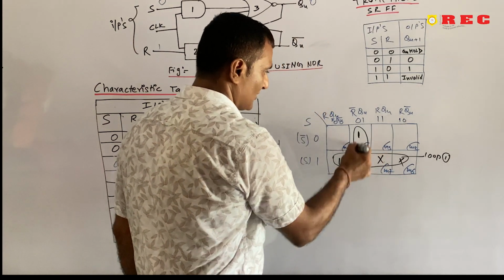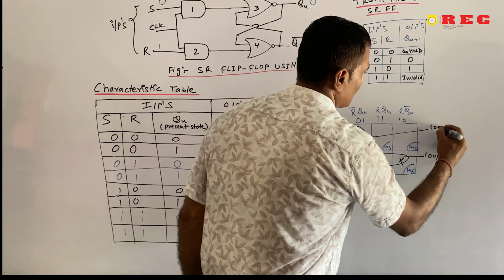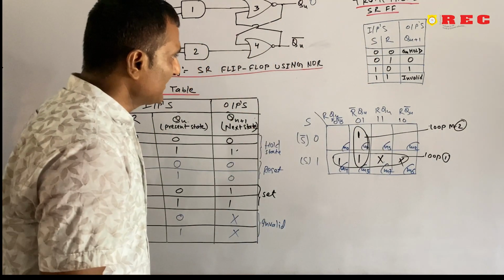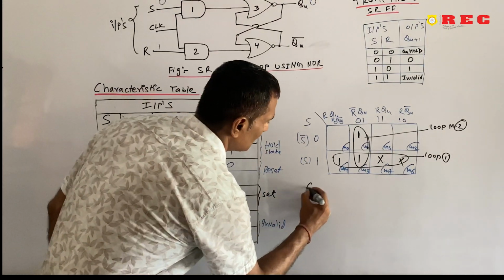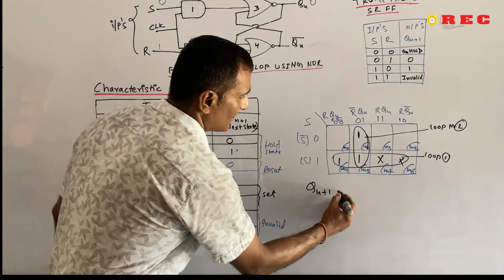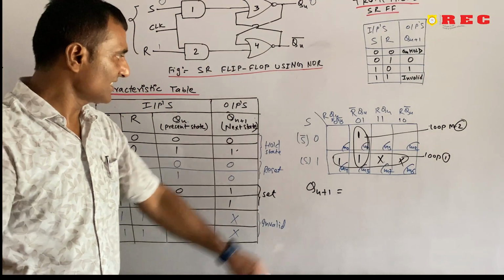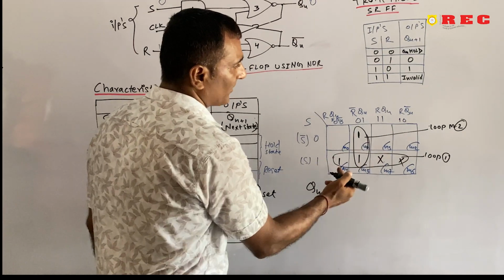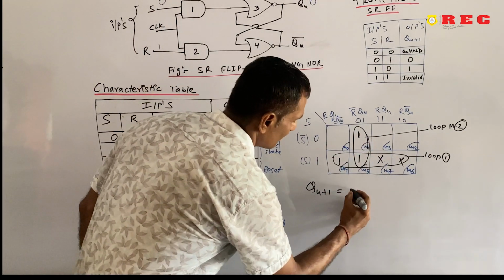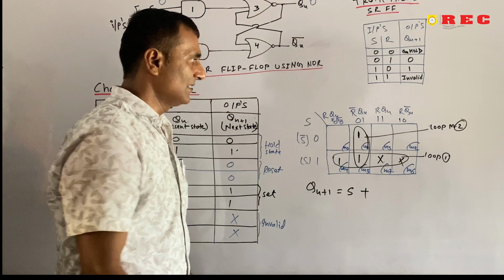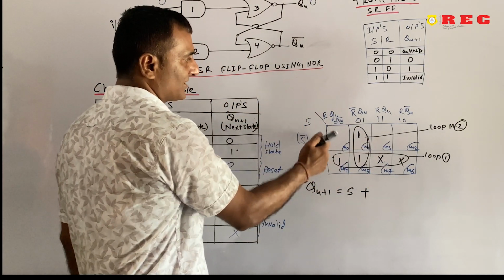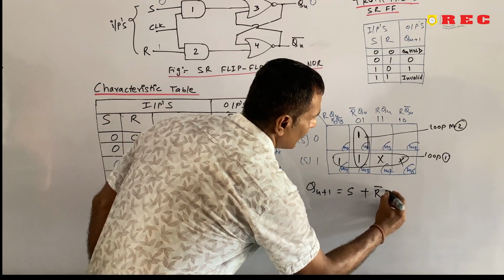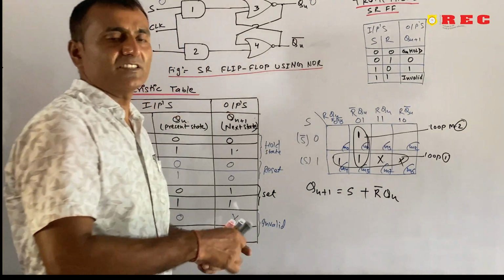And this will be the second loop, so we should write this loop number 2. So what will be the output Qn plus 1, that is the next step, is equal to, from the first loop we will see S is the common, so we should write S plus, and from this loop number 2 we will see these are not common, from the upper one, that is R complement and Qn, and this is our final equation.